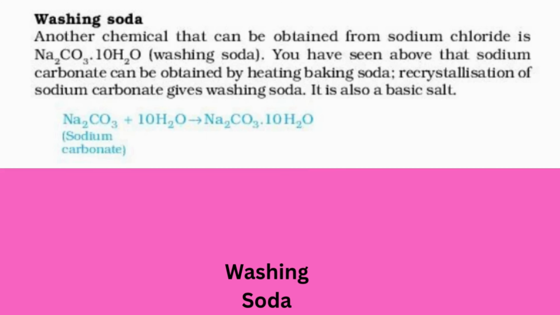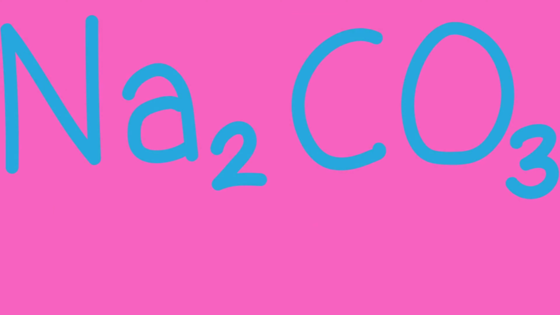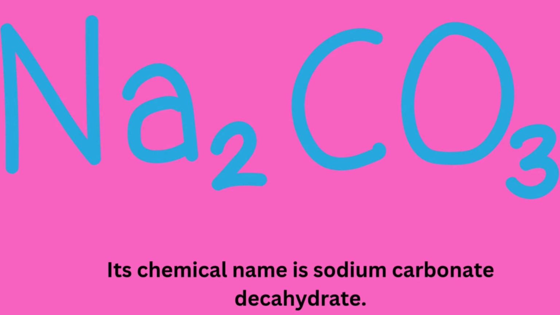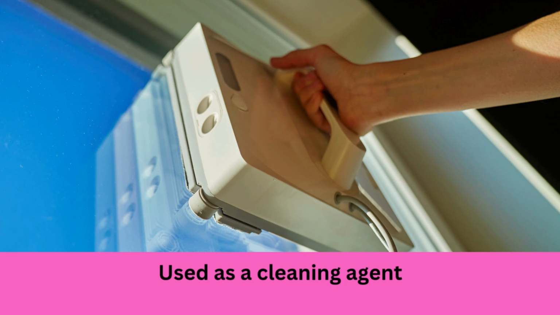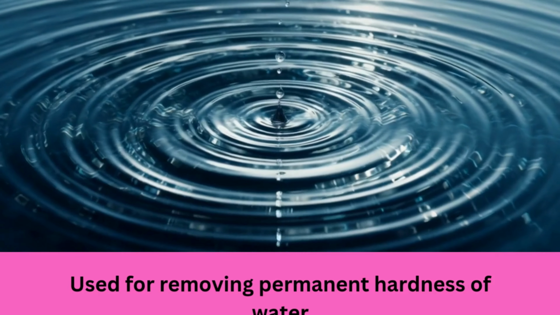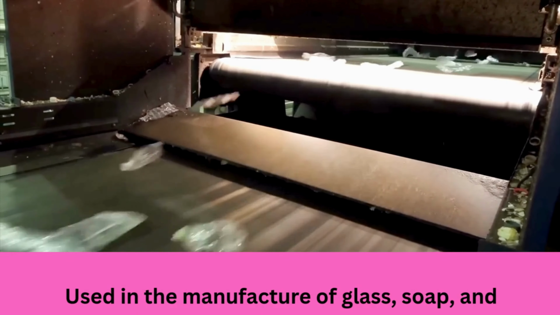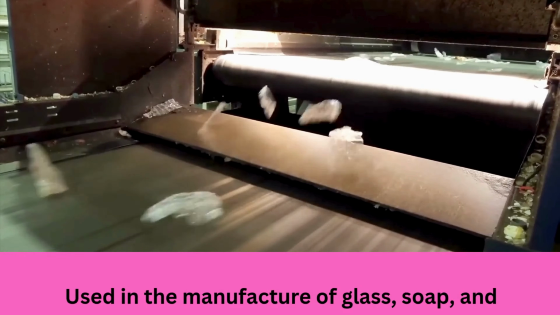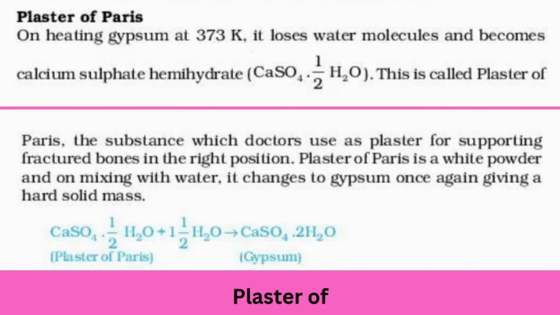Washing soda. Its chemical formula is Na2CO3.10H2O. Its chemical name is sodium carbonate decahydrate. Uses of washing soda. Used as a cleaning agent. Used for removing permanent hardness of water. Used in the manufacture of glass, soap and paper. Used in many industries. Plaster of Paris.